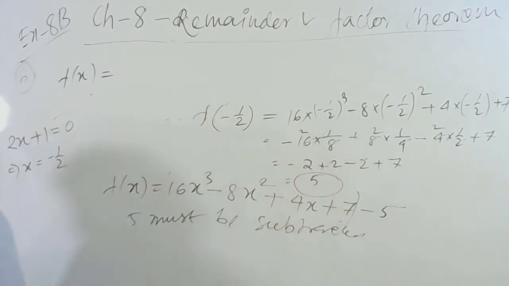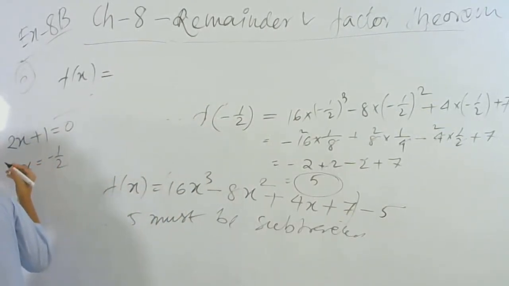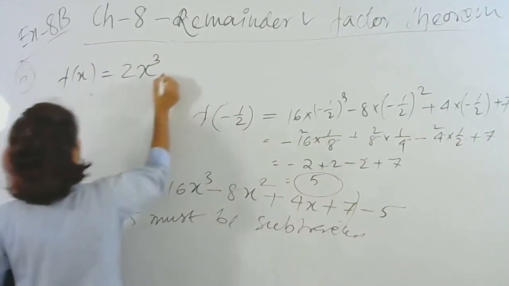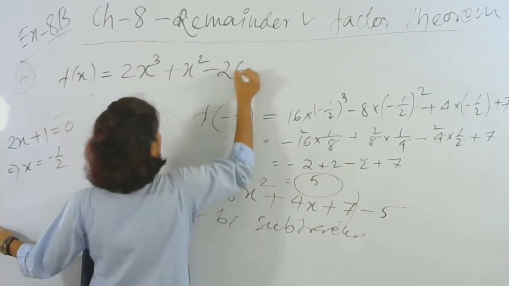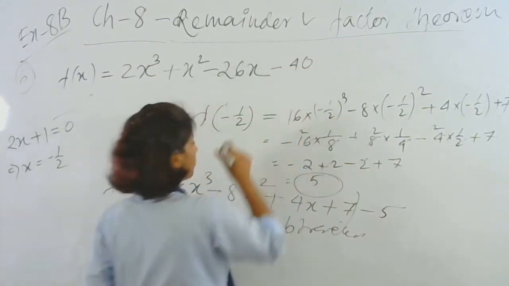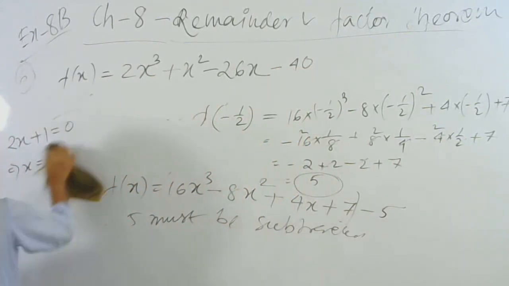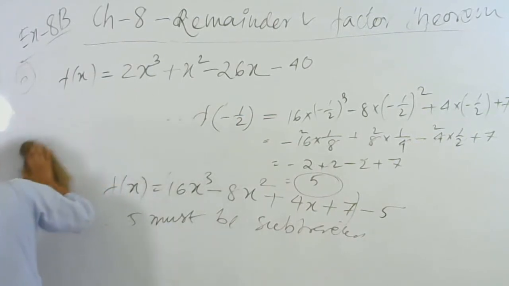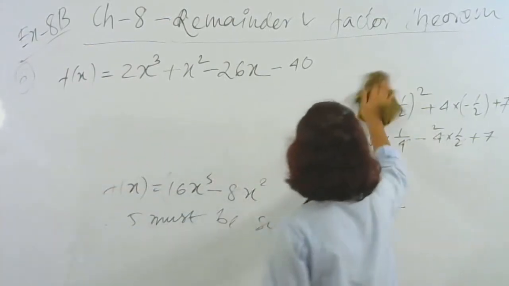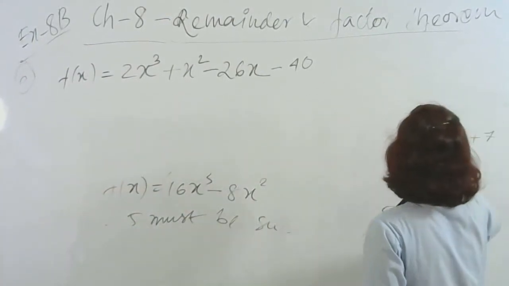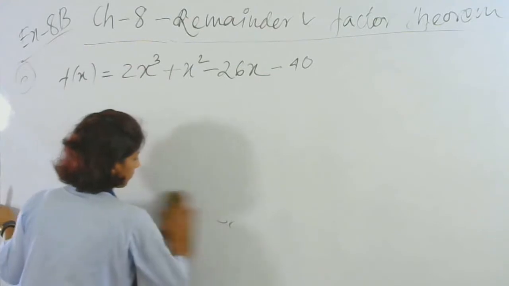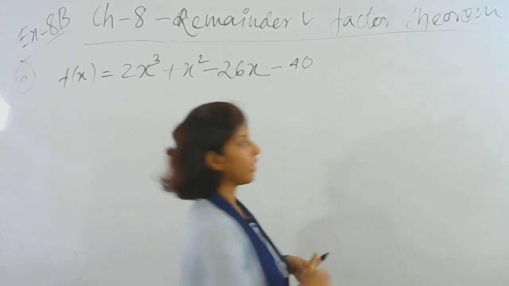What is the function given? The polynomial given is 2x cube. So this is the polynomial given. So in the question they are saying that x minus 4 is a factor. So x minus 4 is a factor means what? This will definitely divide the polynomial.